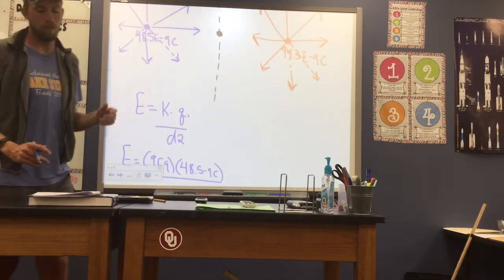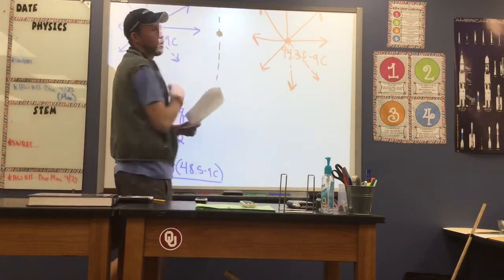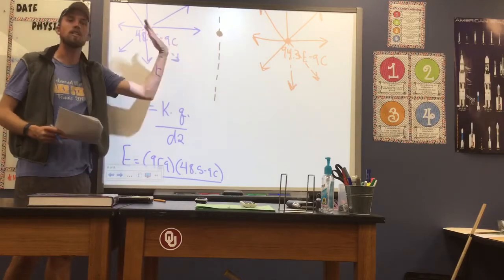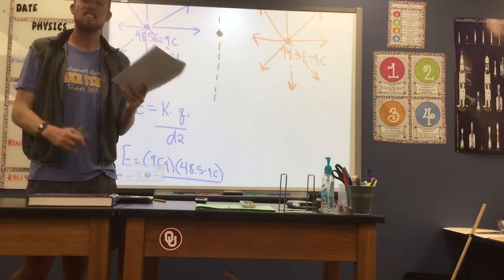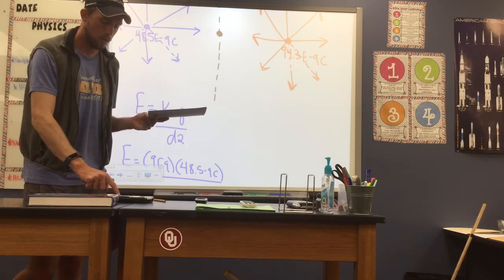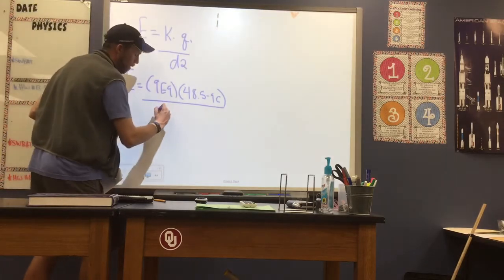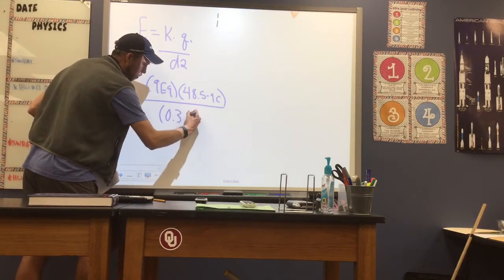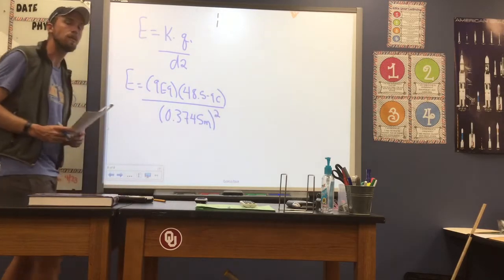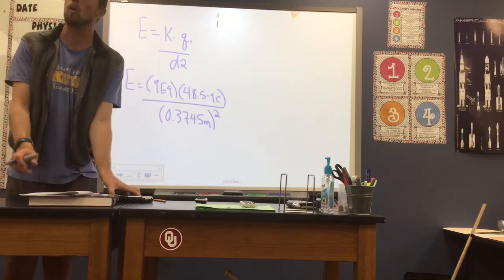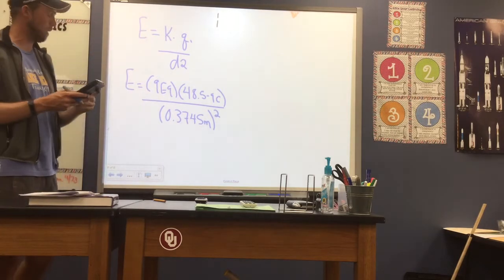Now, one thing that we have to be careful of here is that in our problem statement, we're given the total distance between those charges. And so the midway point is therefore half of that total distance. The distance I was given was 74.9 centimeters. So I'm going to divide that by 2, which gives me 37.45 centimeters, or 0.3745 meters. And that distance does need to be squared. Again, we got that by taking our overall distance and cutting it in half because we're looking for what's going on at the midway point.